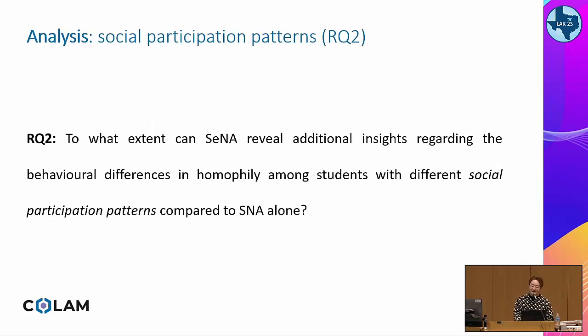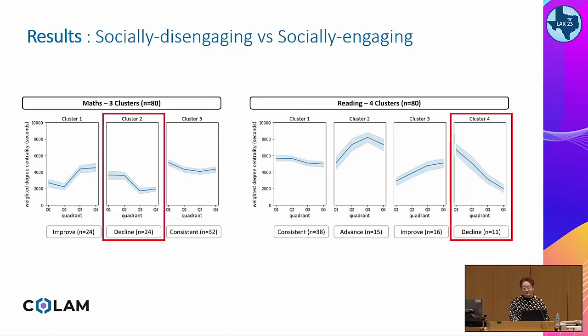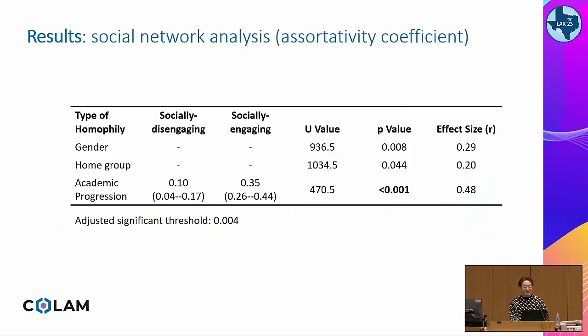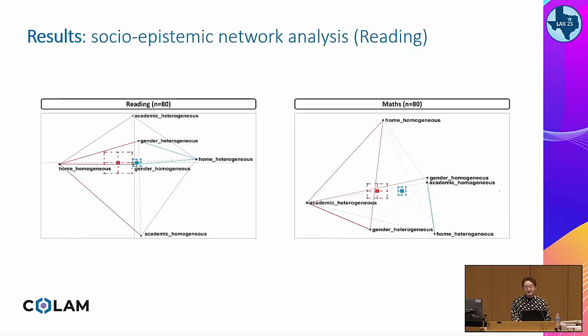We categorize students based on the change in their social participation level over time. As you can see, cluster 2 students in math and cluster 4 students in reading clearly demonstrate a declined social participation level over time, and thus we categorize them as socially disengaging. In math, the results from social network analysis attributed such differences to their academic homophily, with socially engaging students demonstrating high tendency of academic homophilic interaction. We didn't find any differences in reading across all 3 types of homophily using social network analysis. However, from the results of SeNA, these differences were quite obvious in reading.